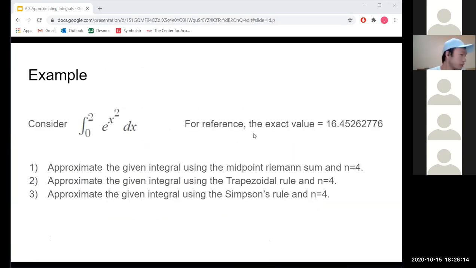Okay, so here's the example. In fact, this is going to be the only example we're doing today because I think these questions don't really have much to them. Here we have an integral that we purposely chose because you can't integrate this one, so you have to approximate it using one of these methods.